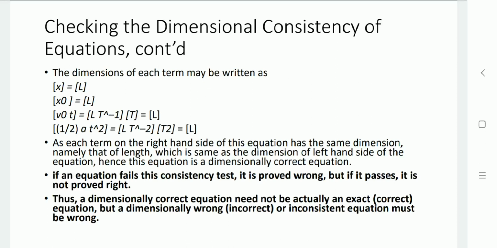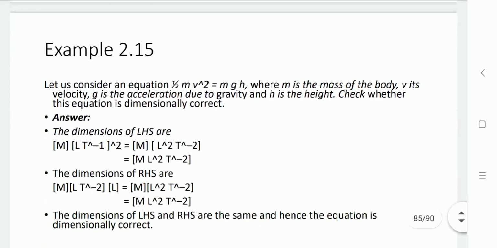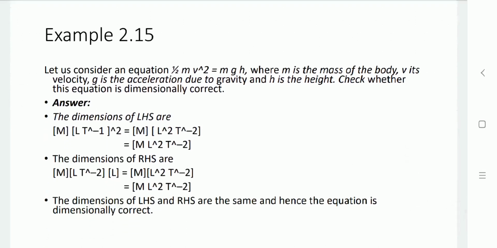So here, a dimensionally correct equation need not actually be an exact equation, but whether it is dimensionally correct or not, that we can define. For example, let us consider an equation 1/2 mv square equal to mgh, that is kinetic energy equal to potential energy. So here m is the mass of the body, v is the velocity, g is the acceleration due to gravity and h is the height. Now check whether this equation is dimensionally correct or not.